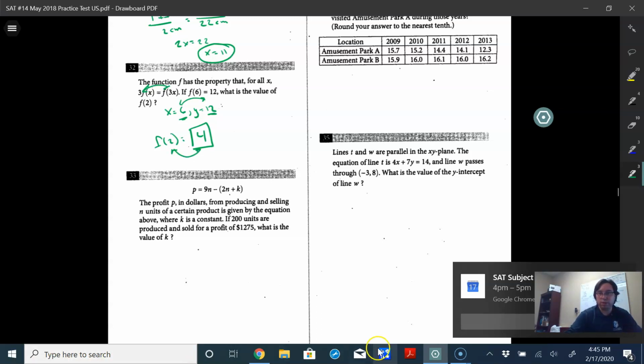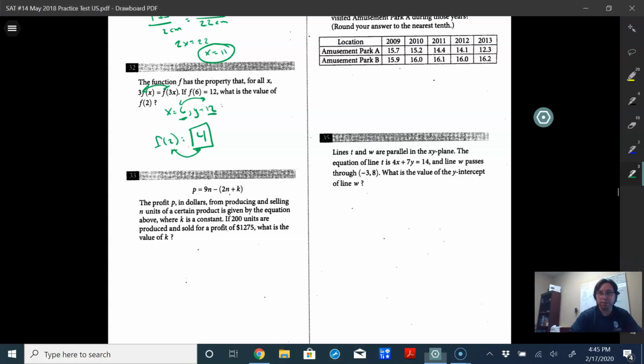Alright, so let's look at number 33 that we have here. We can see we have a linear equation and we have a word problem here. It's asking if the profit P in dollars, so we can see P in dollars here, for producing and selling n units of a certain product is given by the equation above, where K is a constant. We have 200 units, so remember units is the same thing as n there, produced and sold for a profit of $12.75, so profit P in dollars, what is the value of K here?